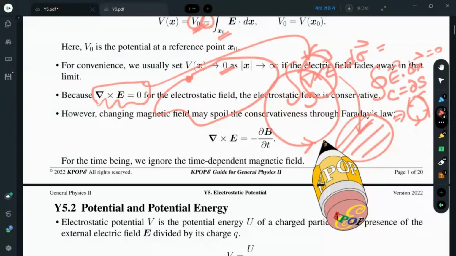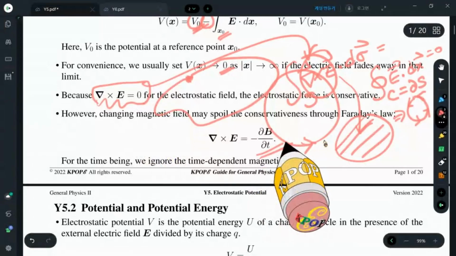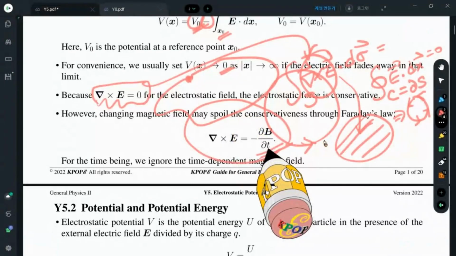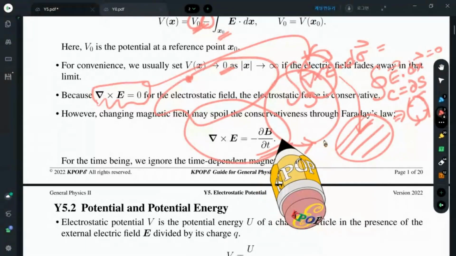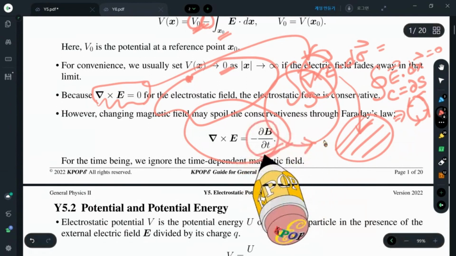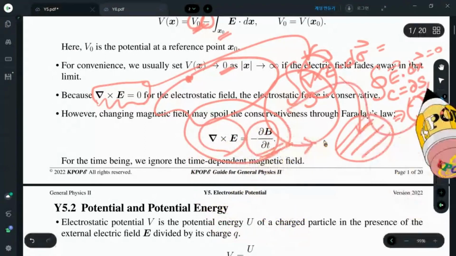Unfortunately or fortunately, this curl is not 0 anymore when the magnetic field depends on time. This is the main source of generating electric field, and our electricity is generated by generators that are governed by this Faraday's law. Due to this, a change in magnetic field generates the electric field. However, when the magnetic field is independent of time, then the right-hand side becomes 0, and curl E is 0.